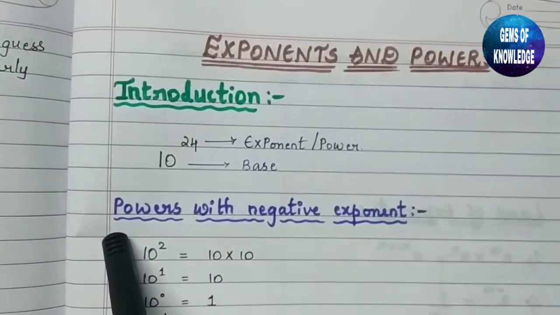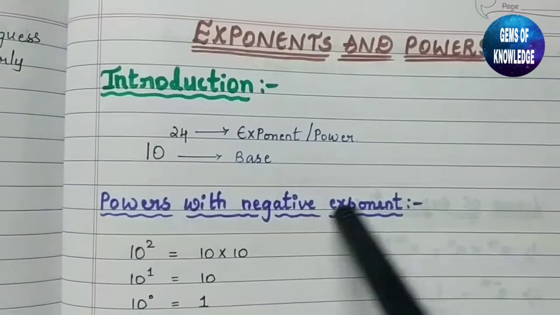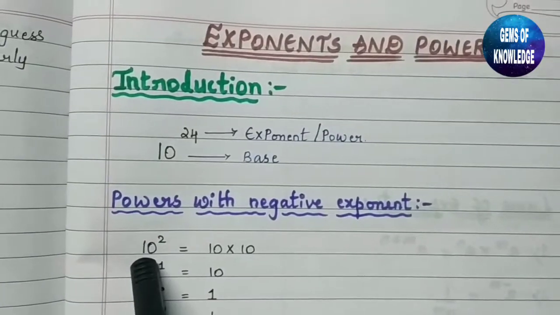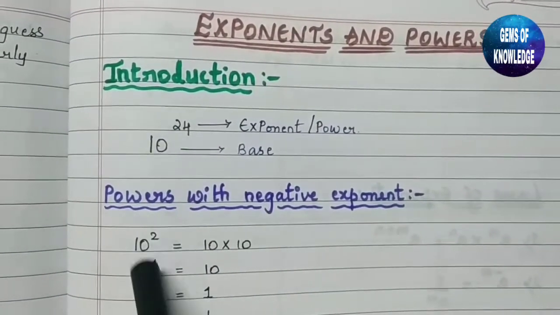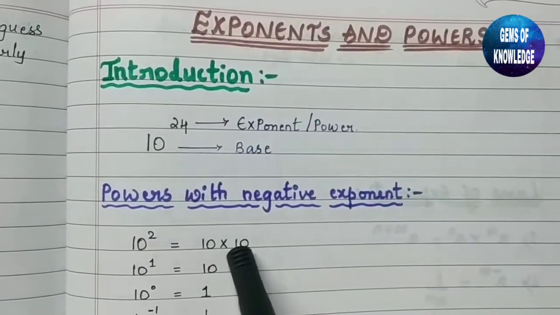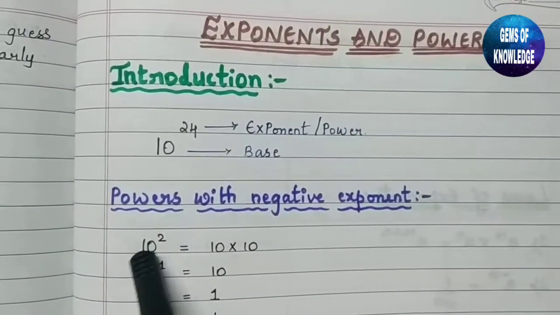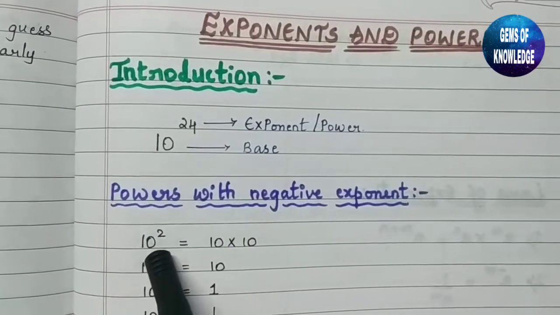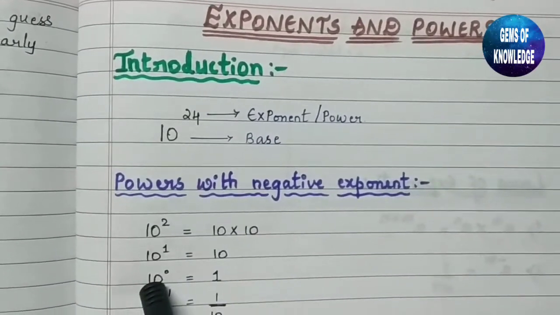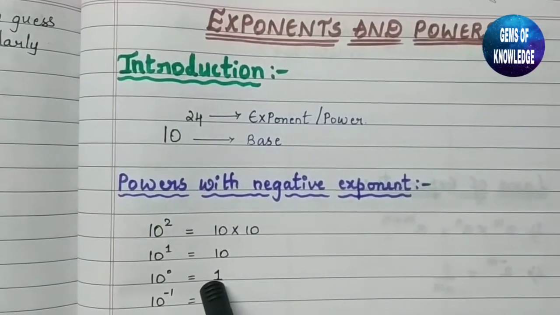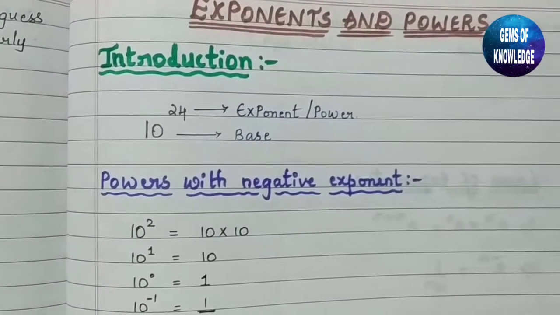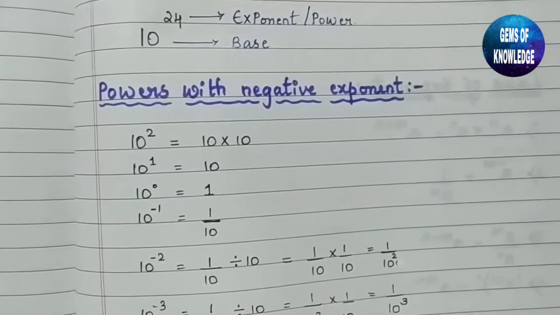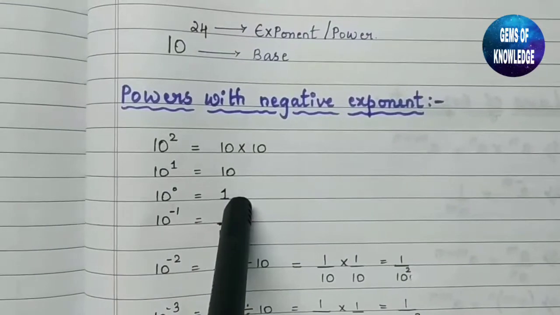Next you can see powers with a negative exponent. Here I have written 10 to the power of 2, which can be written as 10 multiplied by 10. 10 to the power of 1 can be written as 10. 10 to the power of 0 is nothing but 1. Always remember that any number with a power 0 is always 1.